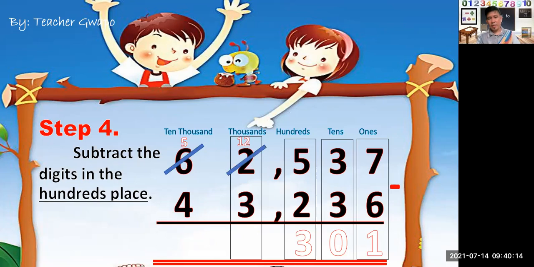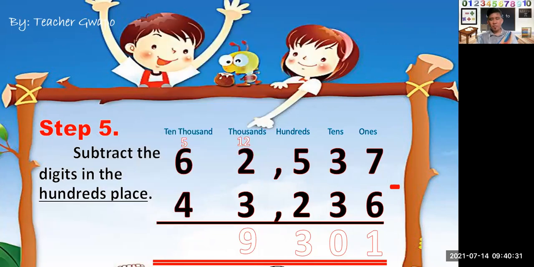Okay, so we rename now. So now we can subtract because 12 is greater than 3. So 9 is the answer. 12 minus 3 is 9. So that's step number 4. And step number 5, we are done already in step number 1 to step number 4.